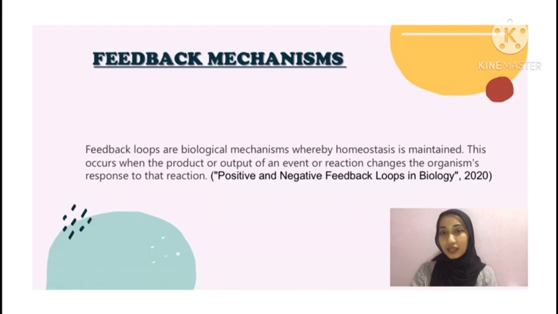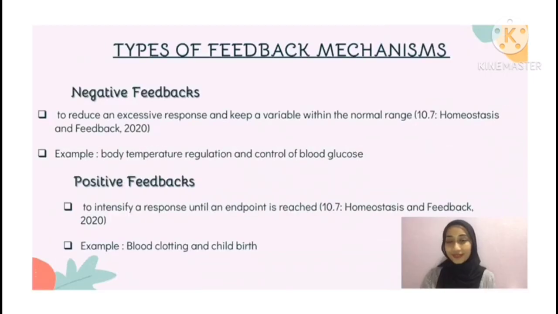Feedback mechanisms. Feedback loops are biological mechanisms whereby homeostasis is maintained. This occurs when the product or output of an event or reaction changes the organism's response to that reaction. There are two types of feedback mechanisms. The first one is negative feedback. This feedback is to reduce an excessive response and keep a variable within the normal range.